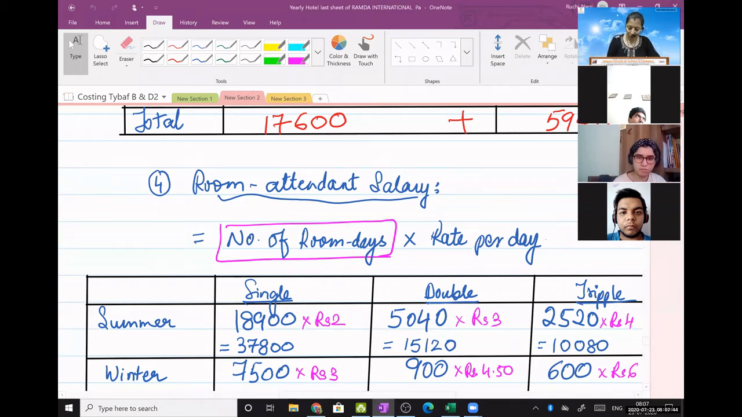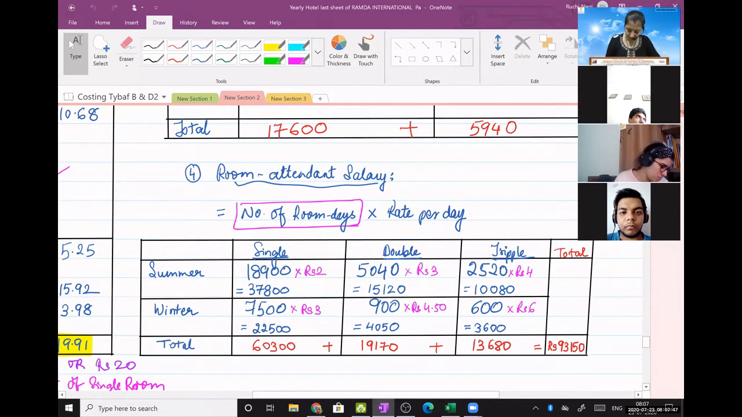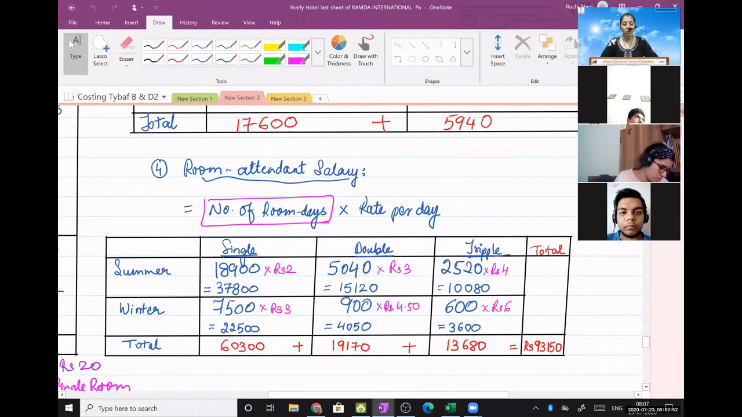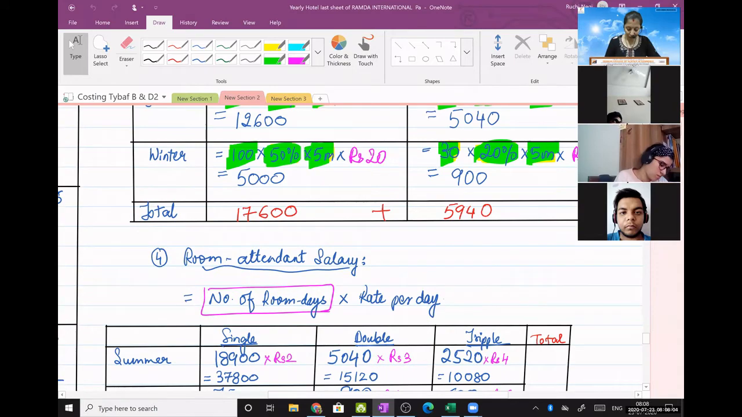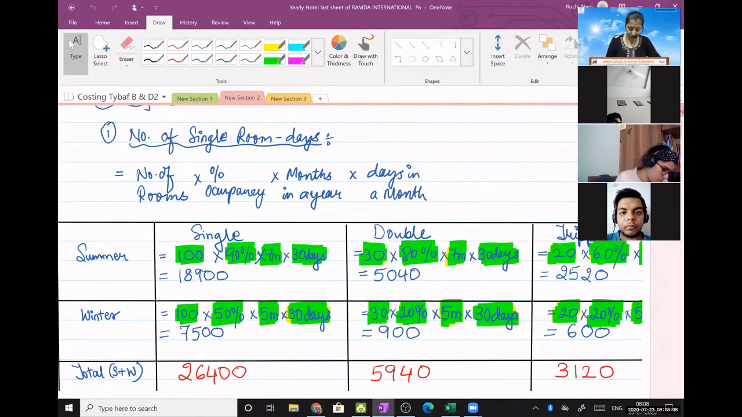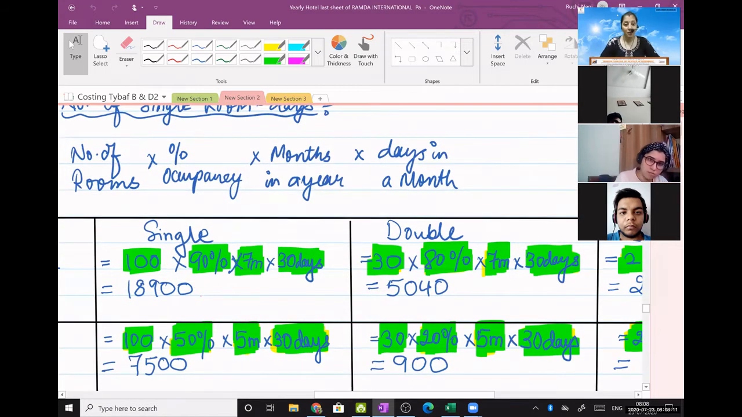Start with room attendant salary. Write down the formula: number of room days into rate per day. Actually, the formula applicable for room attendant salary is this one: number of rooms in the hotel, percentage occupancy, into months in a year, into days in a month, multiplied with rate per day.